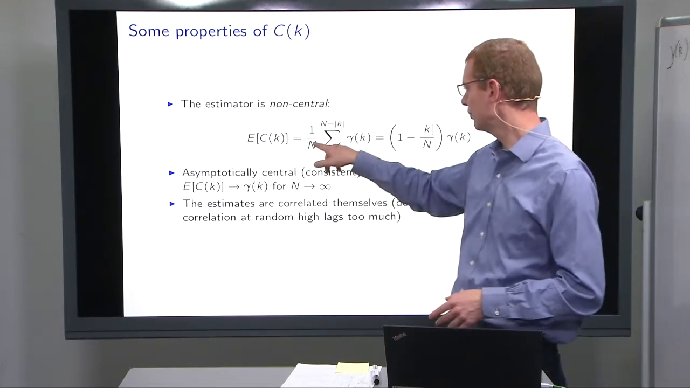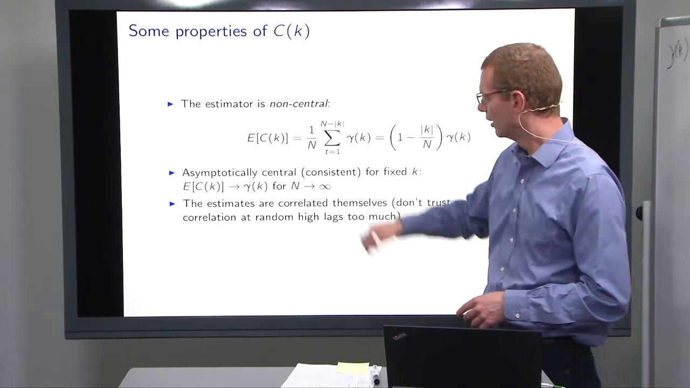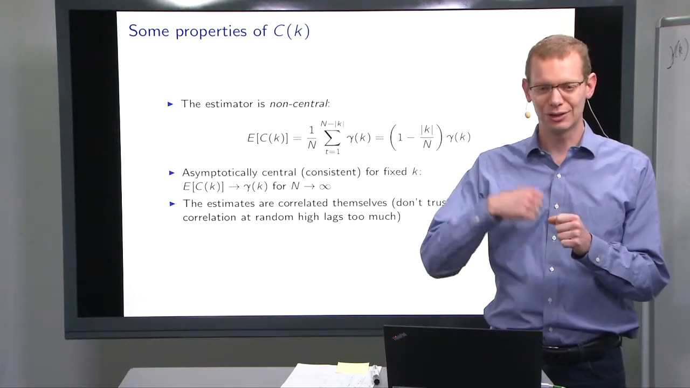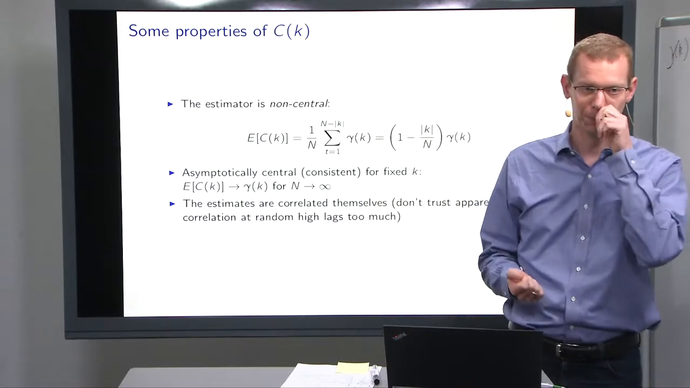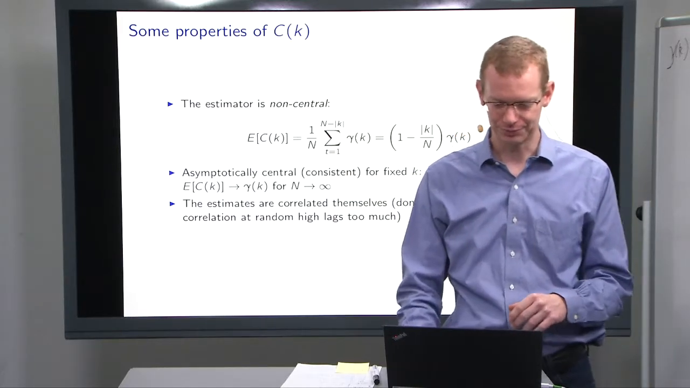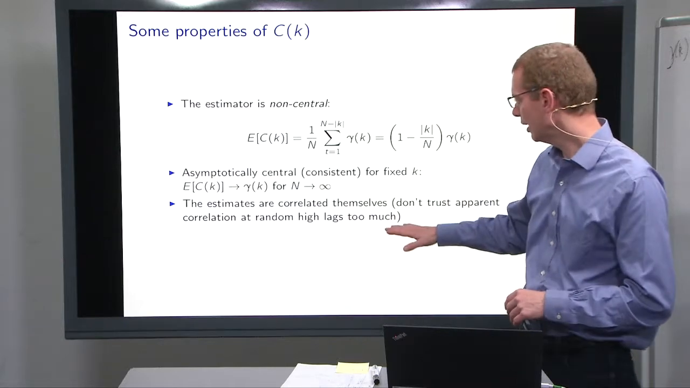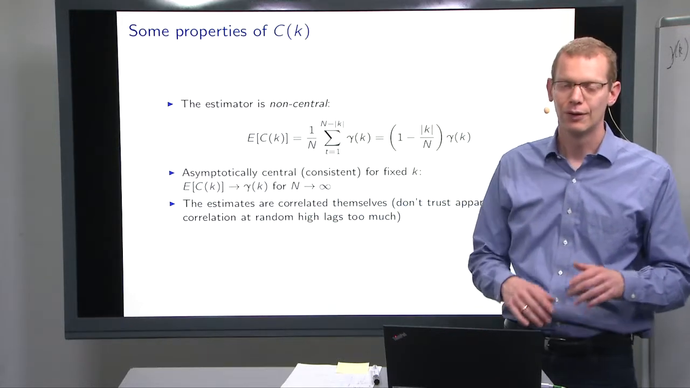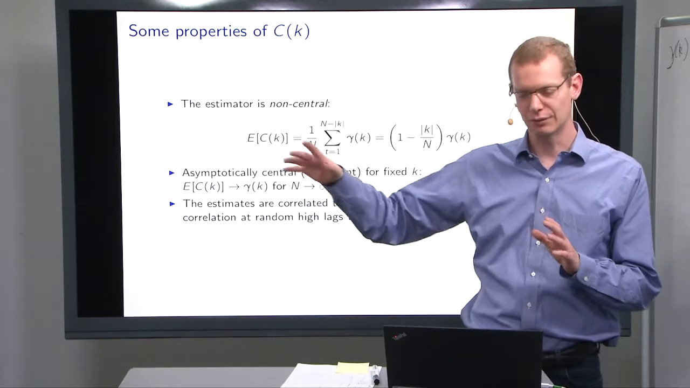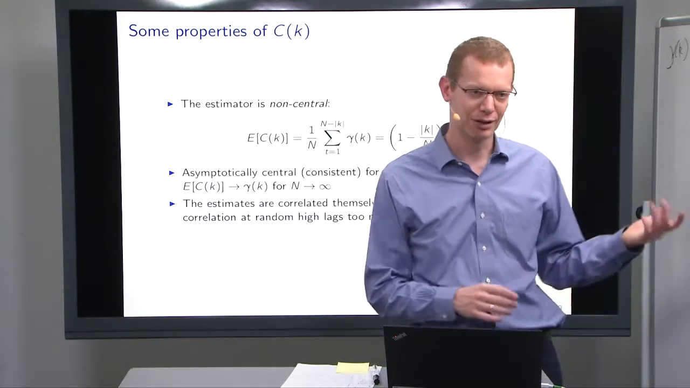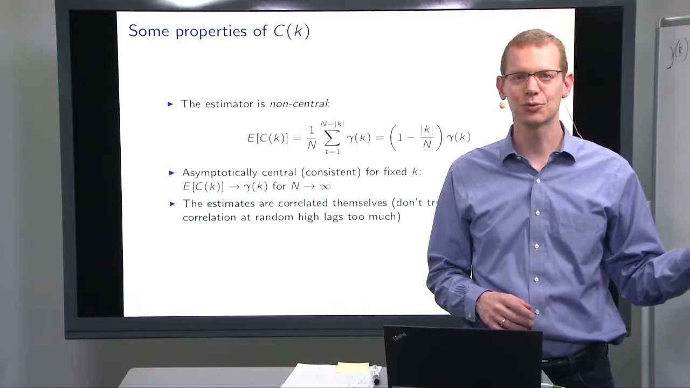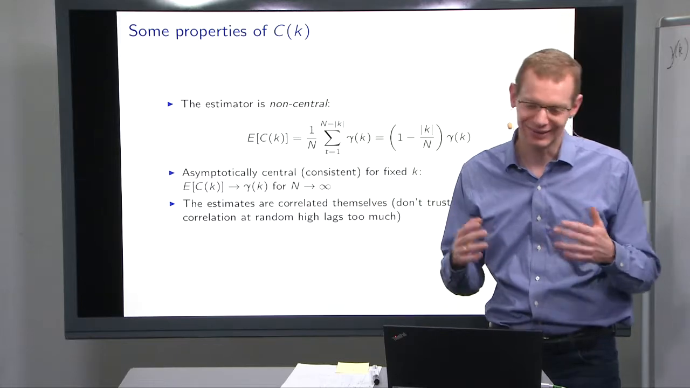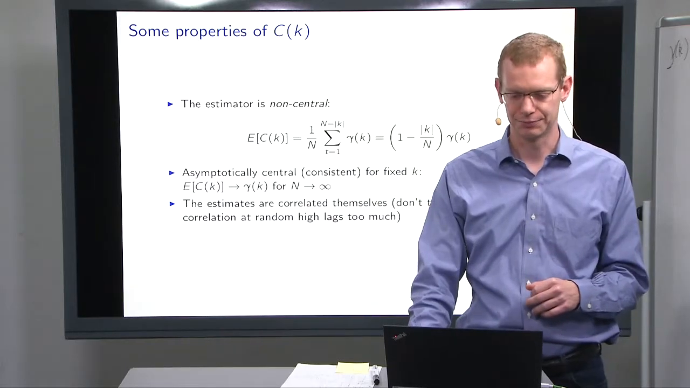In case we just divide by n minus k, then there will be cases where you effectively get a correlation that is greater than 1, which should not be the case. And keep in mind that these estimators are correlated themselves. So if you see weird patterns at high lags for the correlation, like we looked at with the sample and theoretical last week, you should keep in mind that maybe it's just noise.